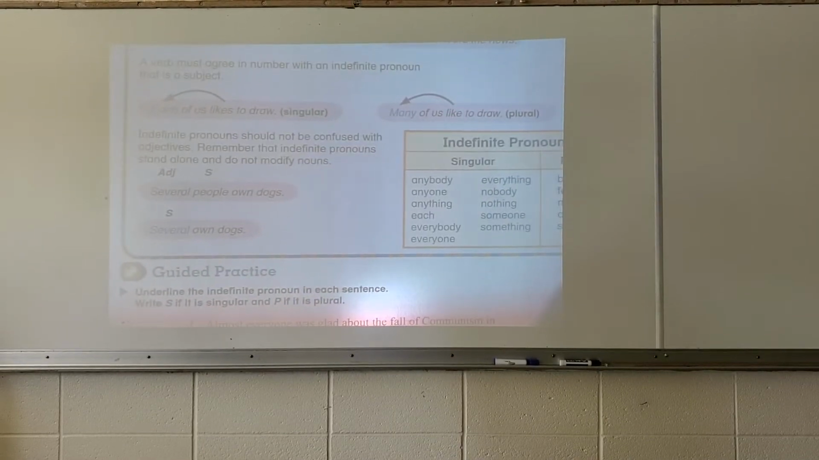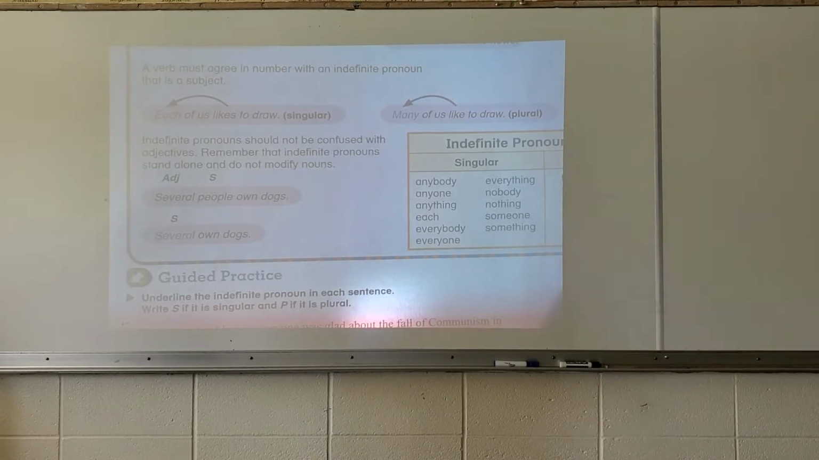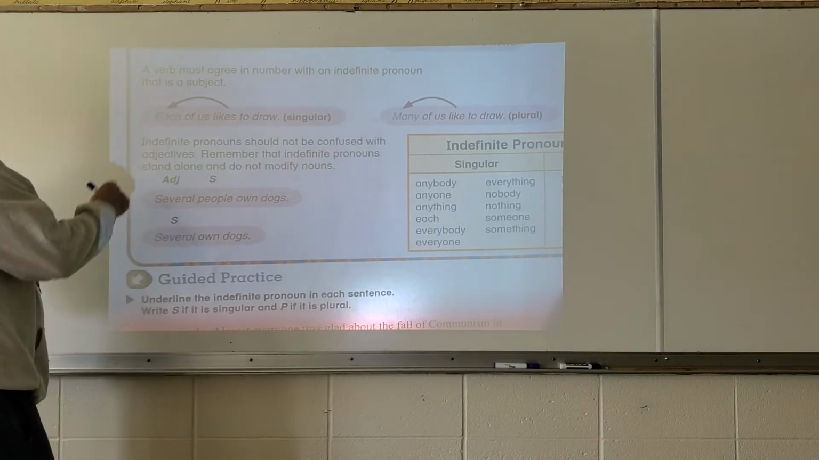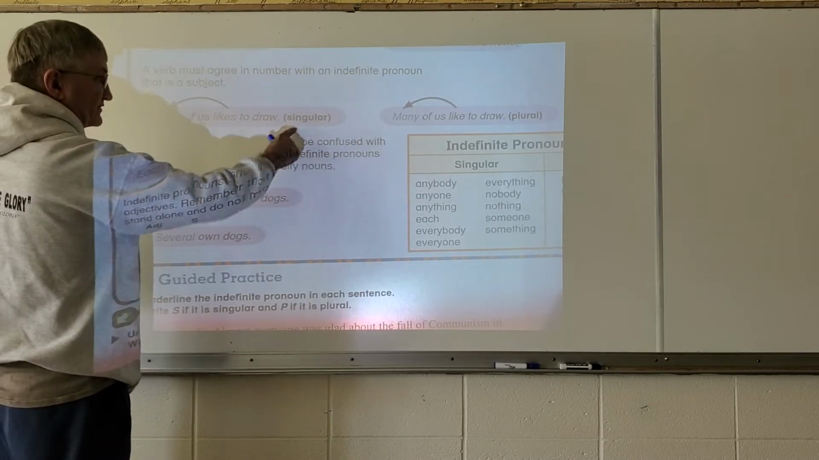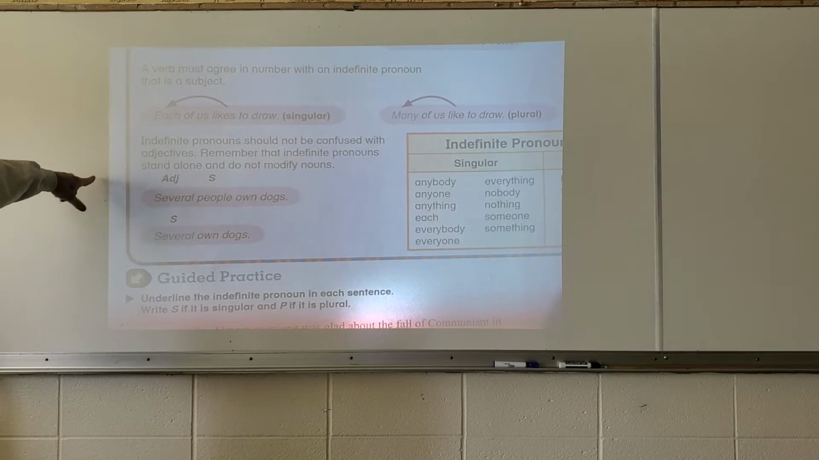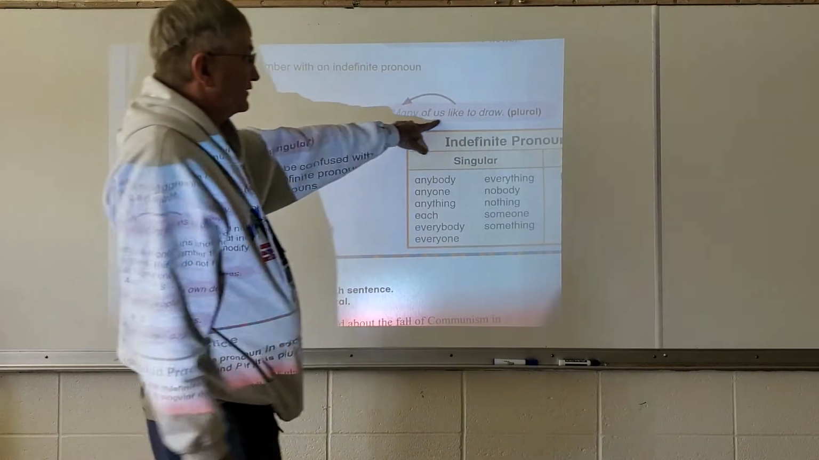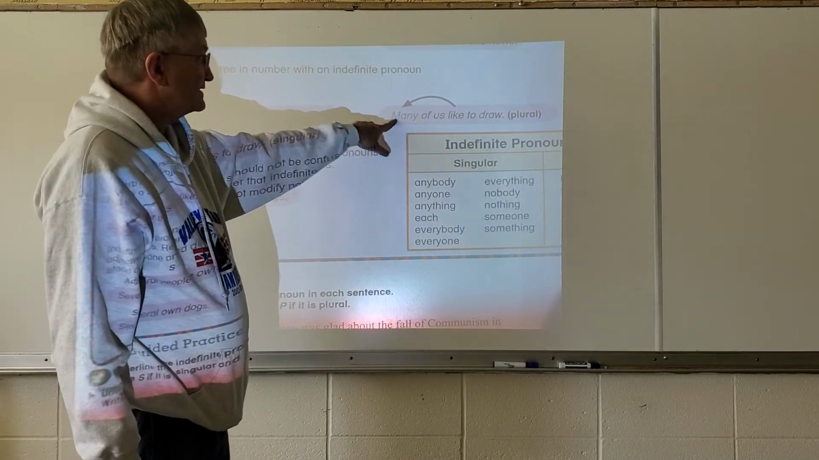All right, let's slide this up. A verb must also agree in number with an indefinite pronoun. So that means, here it is. Each of us likes to draw, so that's singular, because it's each. The verb must agree with it in terms of likes. Many of us like to draw. So in other words, the verb loses its S because many is plural.